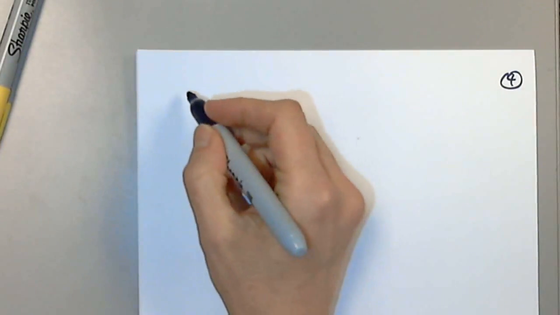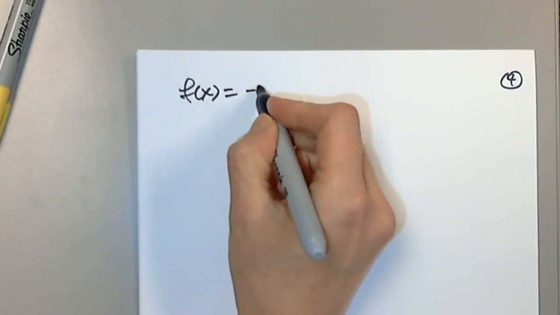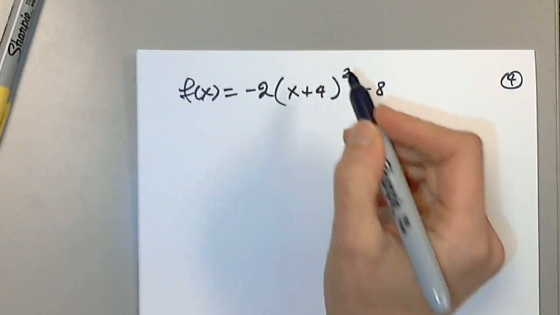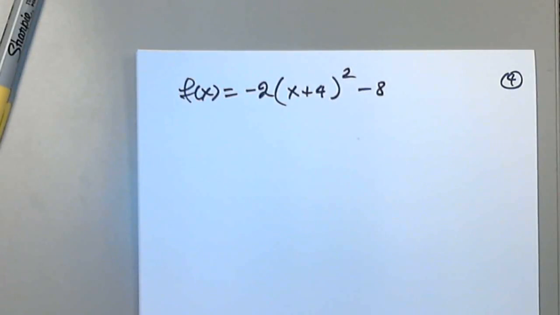Okay, in that case, let's look at the other way a quadratic function can be given to us. And here it is. Let me pick a problem. Let's say negative 2 times x plus 4 squared minus 8. So what type of function is this?